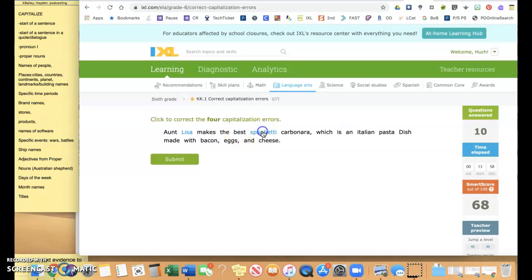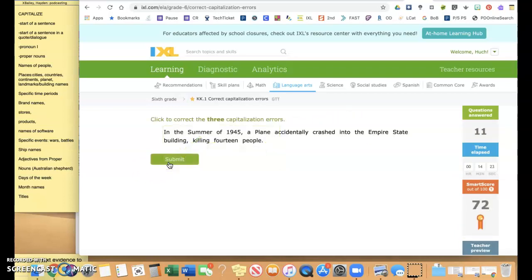Aunt Lisa is capitalized, makes the best spaghetti. Spaghetti is not capitalized. Carbonara, still not capitalized, which is an Italian pasta dish. Italian comes from the word Italy, so it's capitalized. Made with bacon, eggs, and cheese. None of those are capitalized. Okay. We got 1, 2, 3, 4.